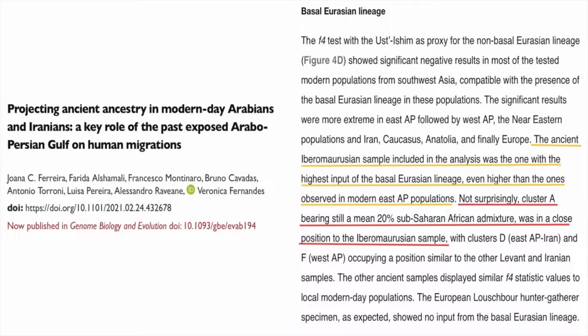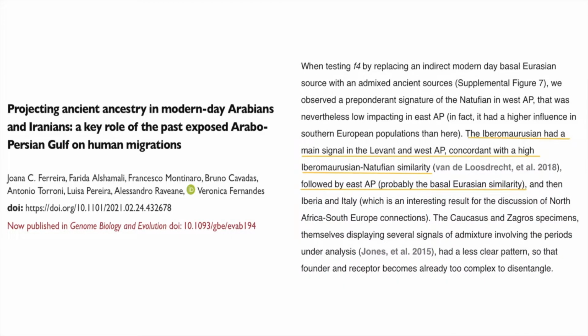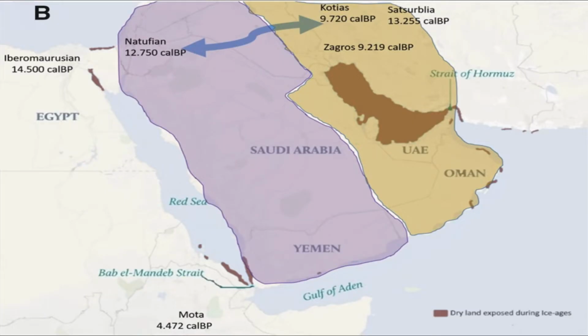Not surprisingly, Cluster A, bearing still a mean of 20% of sub-Saharan African admixture, was in a close position to the Ibero-Maurusian samples. The Ibero-Maurusians had a high signal in the Levant and West Arab Persian quadrant with a high Natufian similarity, followed by East Arab Persian, probably the Basal Eurasian similarity. So here's sort of a map showing those with the high Natufian ancestry, which typically is on the right-hand side of the Arabian Peninsula, or Western Arabia near the Red Sea.